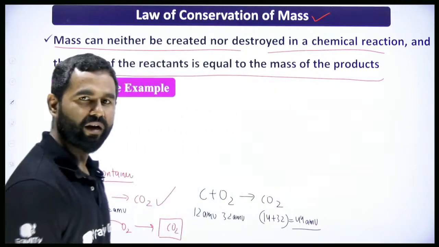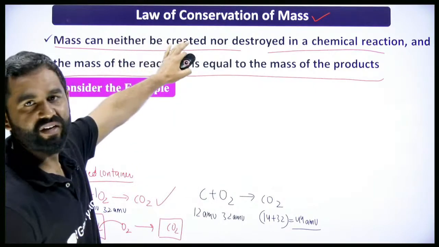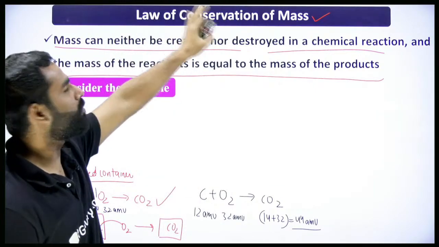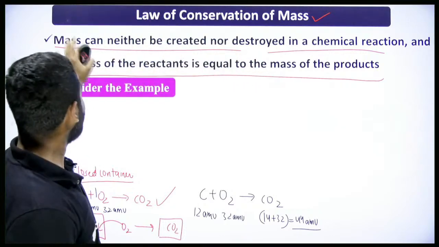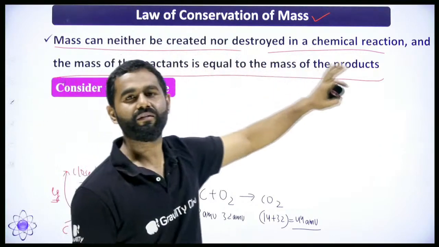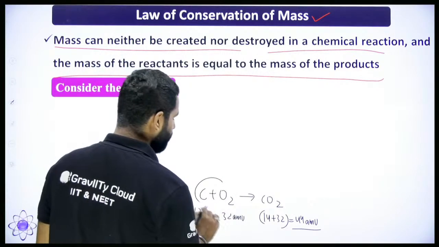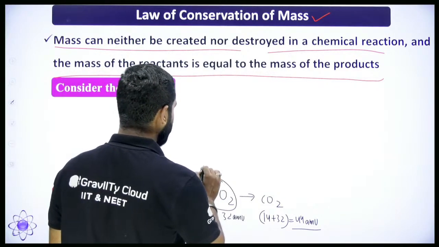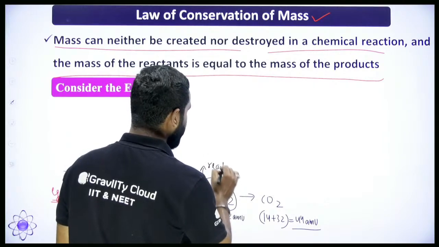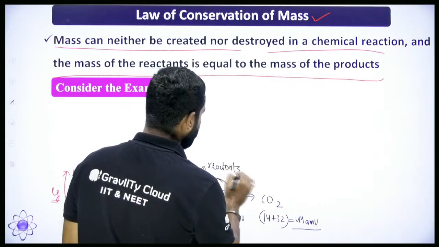Simple, right? Now this statement says that mass can neither be created nor be destroyed in a chemical reaction, and mass of reactant is equal to mass of products. Here, what is the reactant? Here, this carbon and oxygen, they are the reactants. They are called reactants in a chemical reaction, right?